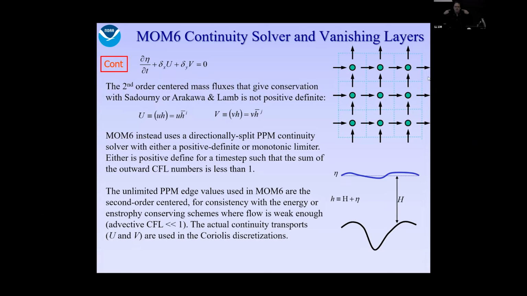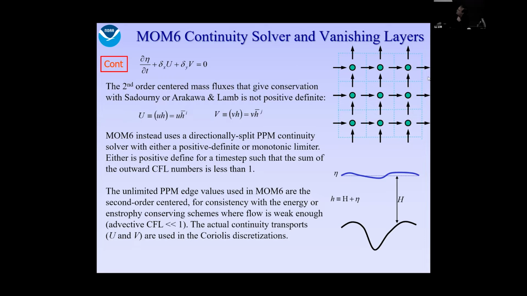And either of these approaches, whether you use a positive definite or a monotonic limiter, are stable provided the sum of the outward transports in one direction out of the cell is less than 1. In other words, they work provided that you don't have such large velocities that you take out more mass from the cell, but that's something that's now based on the velocity magnitudes, not the thickness distributions.